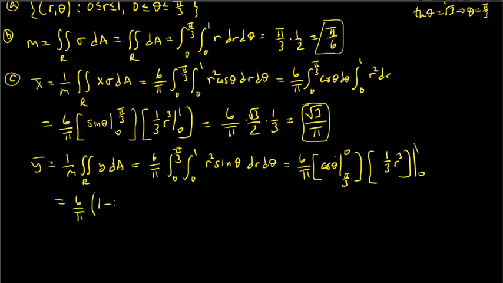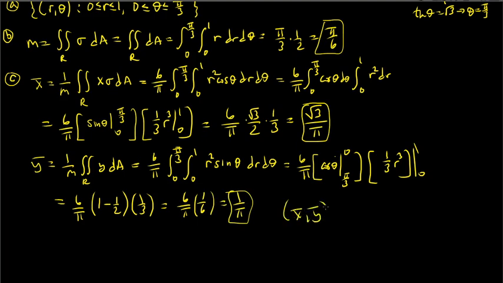So cosine of 0 is 1. Cosine of pi over 3 is 1/2. So 1 minus 1/2 is 1/2. Times 1 over 3 is 1 over 6. So I think we just get 1 over pi. So the center of mass, x bar, y bar, is just square root of 3 over pi, 1 over pi.